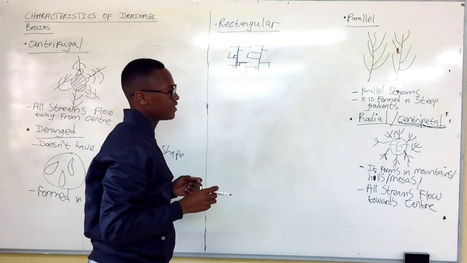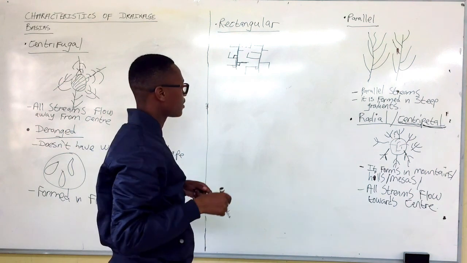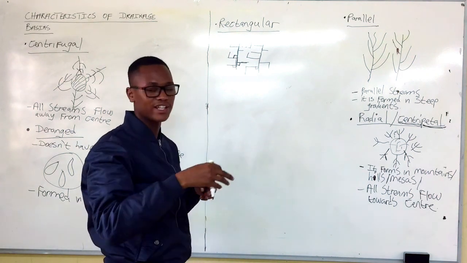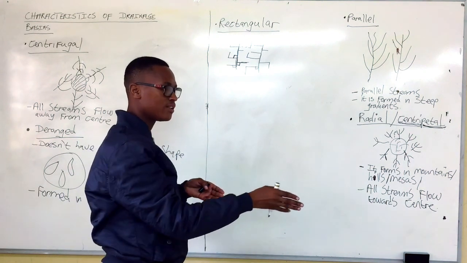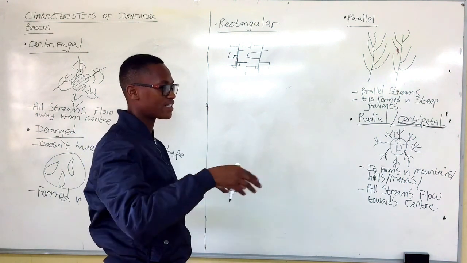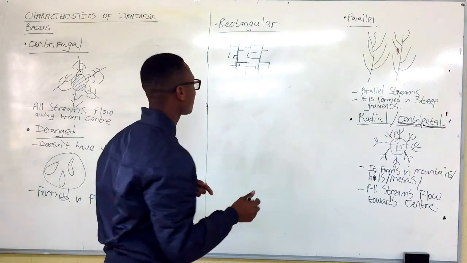This pattern is found or formed in a rock that has cracks. Maybe if our rock has cracks that look like a triangle, obviously when the water flows there, the water is going to join or follow those cracks that look like a rectangle, and then form this rectangular pattern.